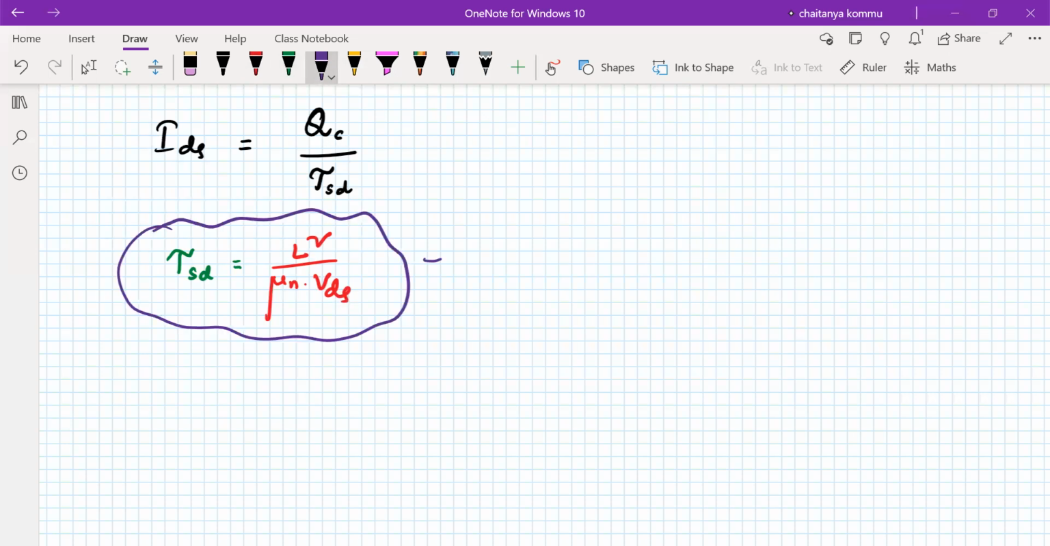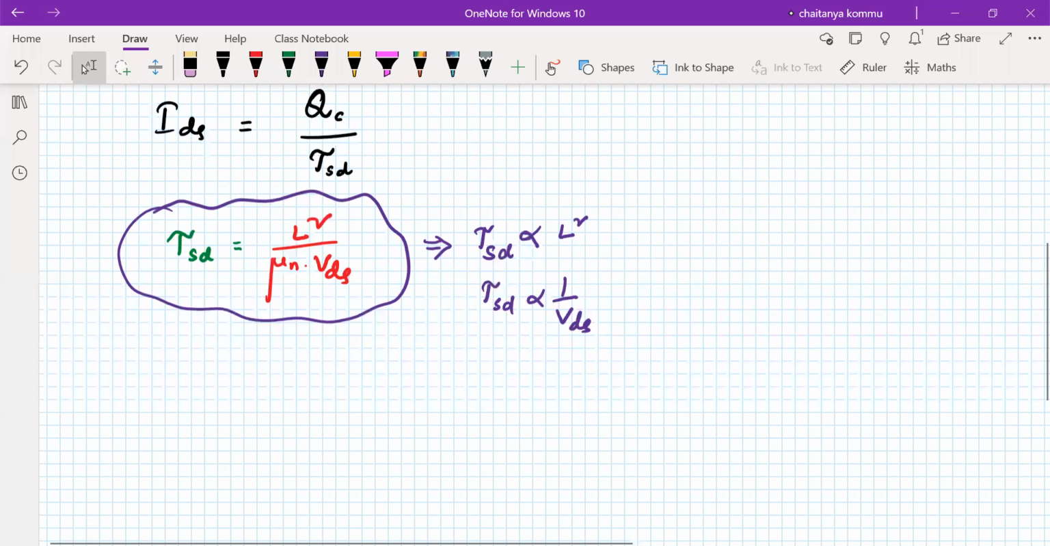What we concluded from this is that tau SD, the time taken by the carrier to move from source to drain, is directly proportional to L square. If you reduce the length of the transistor, the time taken by the carrier to move from source to drain will drastically reduce, and the delay will reduce. It is inversely proportional to VDS. If the electric force between the source and drain is high, the time will reduce. Our main objective is to reduce the time taken by the carrier to move from source to drain. To achieve that, we have to play with these parameters: from the device point of view, the length of the transistor, and from the terminal point of view, VDS.